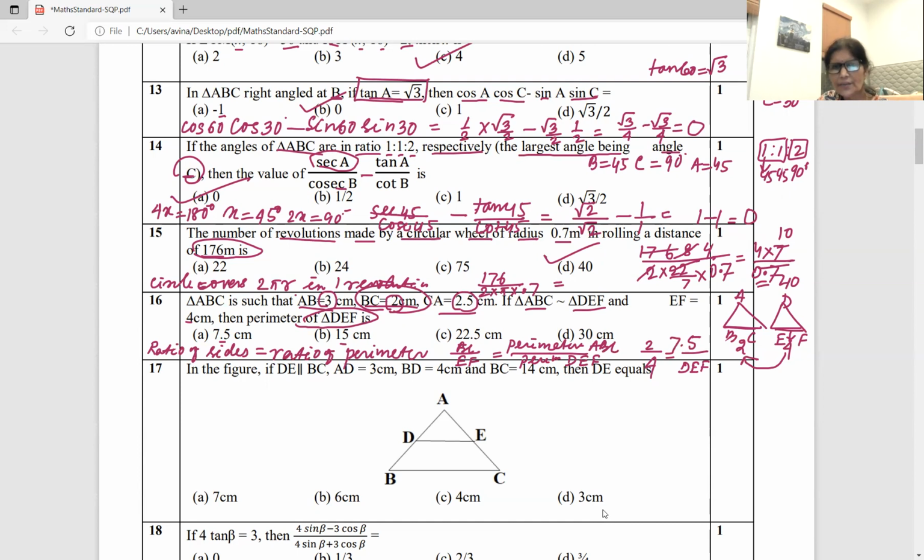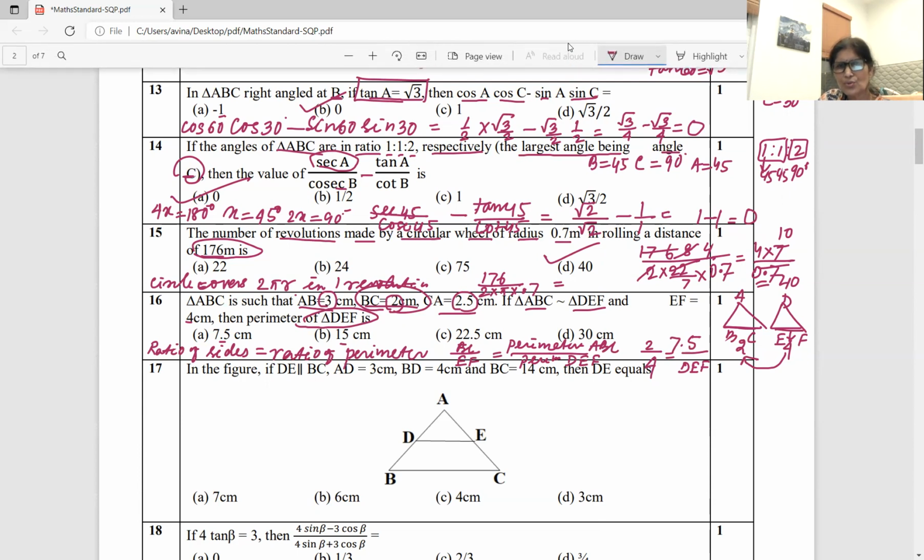अभी नेक्स्ट क्या करेंगे? 2 से काट दूंगी तो 2 7.5 के साथ इंटू हो जाएगा. तो DEF का पेरीमीटर, दैट विल बी 15 सेंटीमीटर. तो कहाँ आंसर है? ना B इज आंसर.